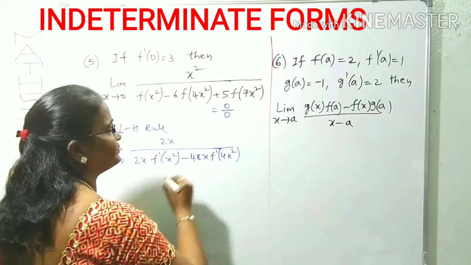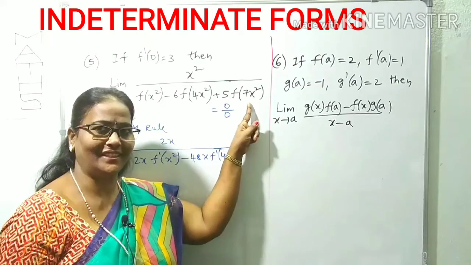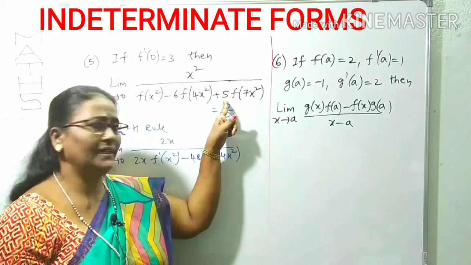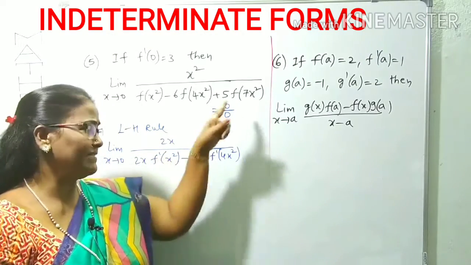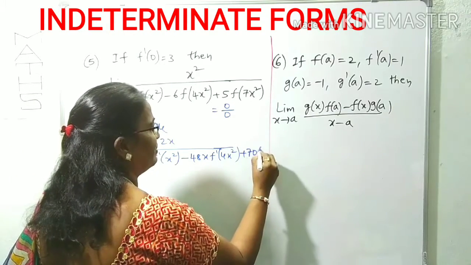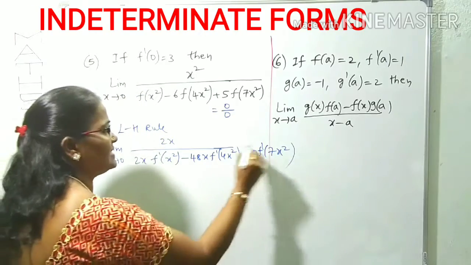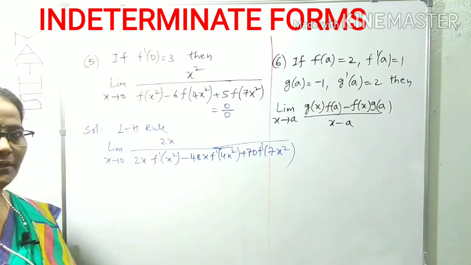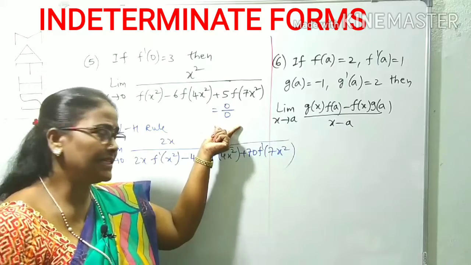Now what is the next term? Plus 5 f dash 7x square. The derivative of 7x square is 14x, into 5 already there, 14 into 5 is 70. So 70x, that is plus 70x f dash 7x square. This totally is the denominator. Here I did simply L'Hospital rule because it is in the form of 0 by 0.